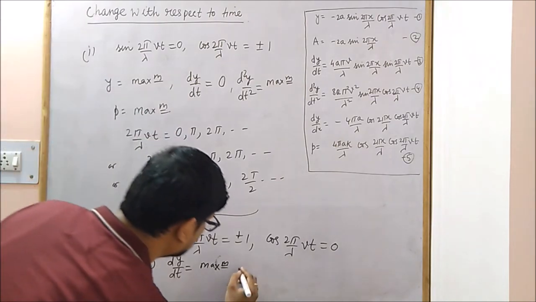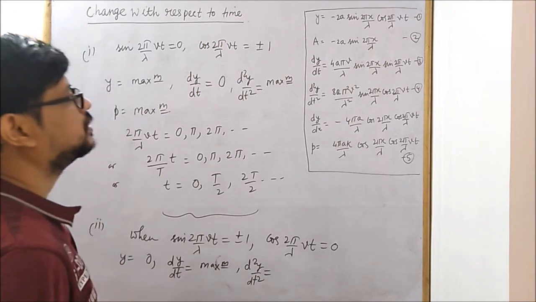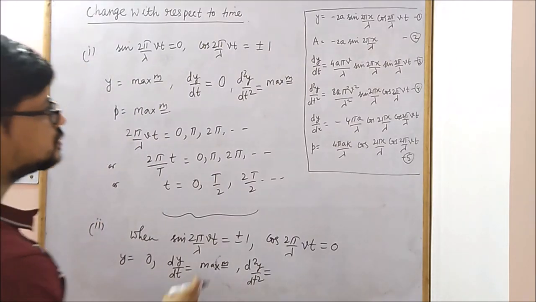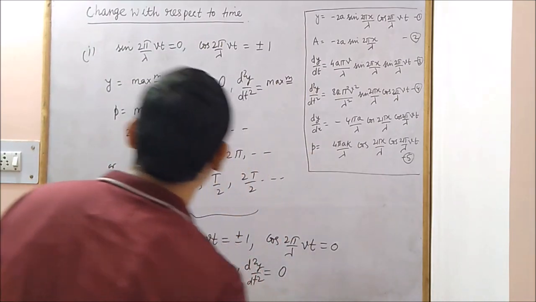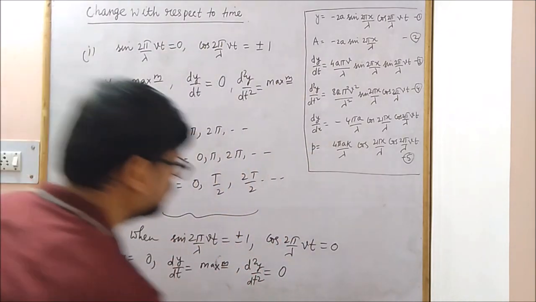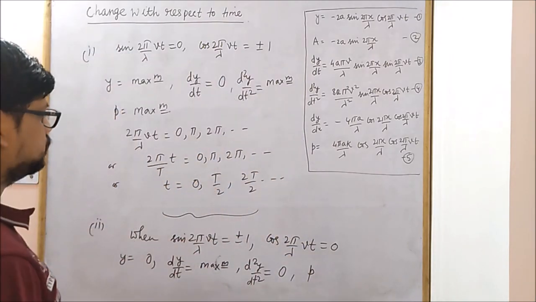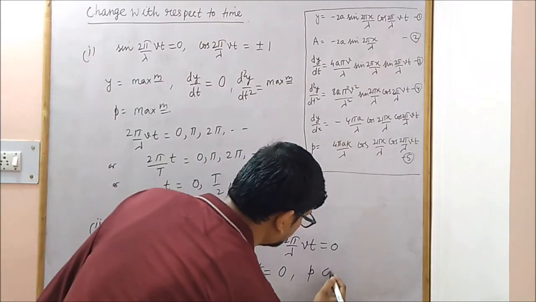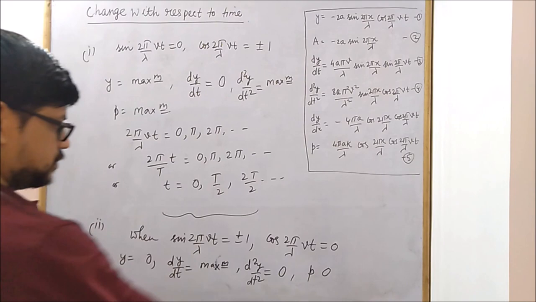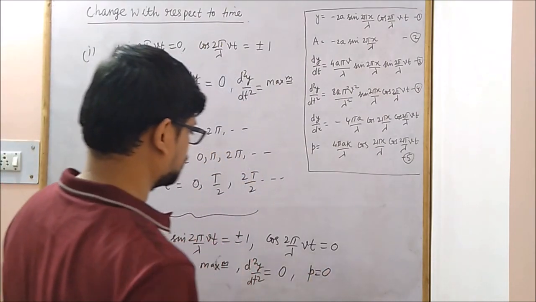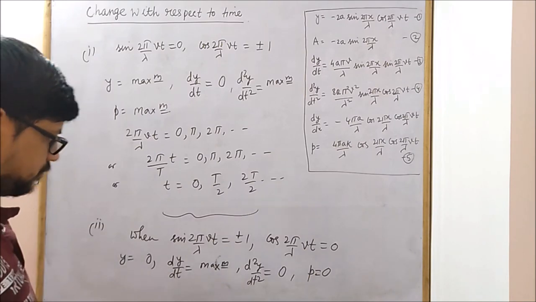And the acceleration d2y by dt square will be 0, since this one is 0, and the change in pressure P will be equal to 0. From here you can see cos 2 pi by lambda Vt is 0, so this will be equal to 0.